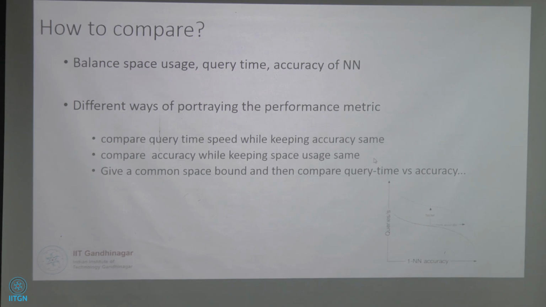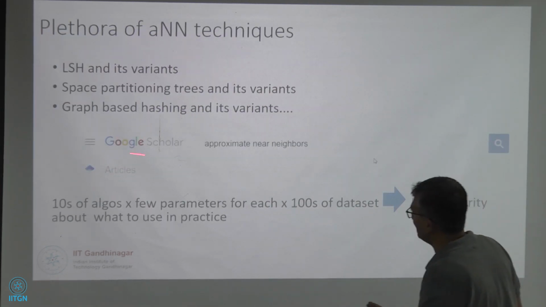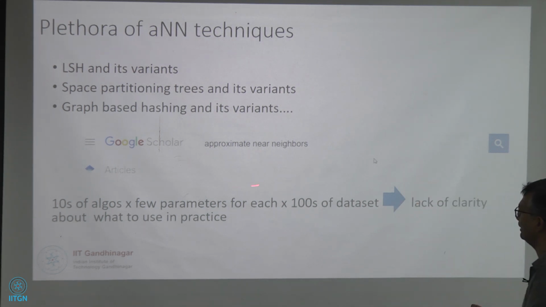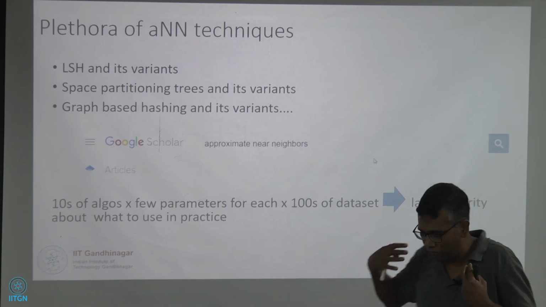The problem that I was talking about is that, although this number is not visible here, if you search today for approximate nearest neighbor, you get approximately 300,000 articles. They are all variants of, say, hundreds of algorithms. There are a few parameters for each algorithm, there are hundreds of datasets, and there's a lack of clarity about what to use. I talked about these two variants. There is also a set of graph-based and hashing methods, and how do you even compare them?